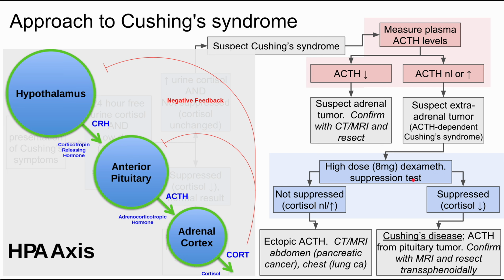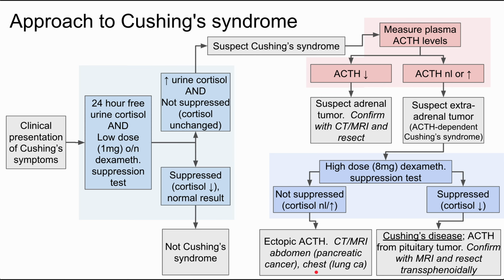If those work and they suppress the cortisol production, then you know that the tissue still behaves kind of like the anterior pituitary. Confirm that it's the anterior pituitary and you can remove that surgically. If the high-dose dexamethasone suppression test does not do anything, then that kind of confirms that the ACTH is coming from an ectopic source. Could be pancreatic cancer, could be lung cancer. Find out where it is using CT or MRI of the abdomen and chest and remove that ectopic ACTH production. That's the approach to Cushing syndrome.